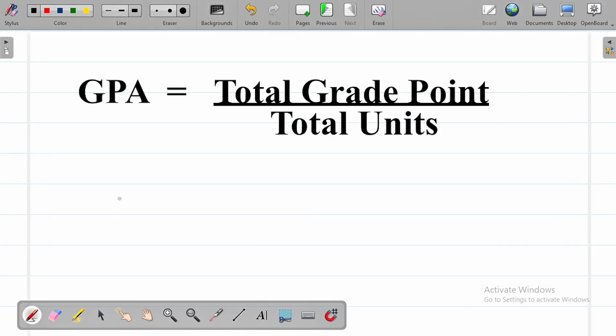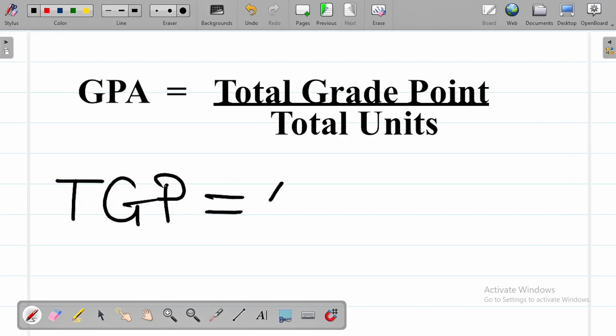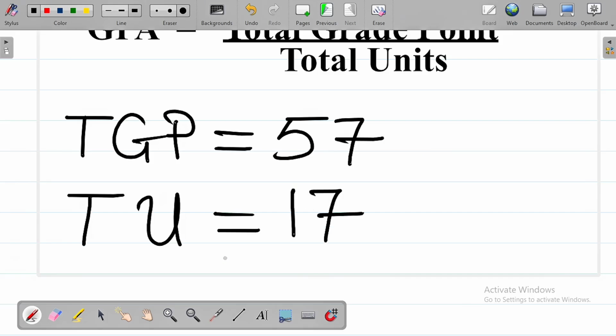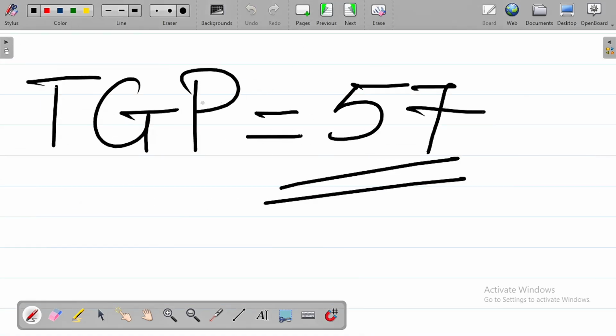All right, so our next task is to get the grade point average. Grade point average is equal to total grade point divided by total units. The total grade point, TGP, as we calculated, is 57. And then the total unit, let's call it TU, is equal to 17. Let's confirm. Remember, we found total grade point TGP. TGP is 57.